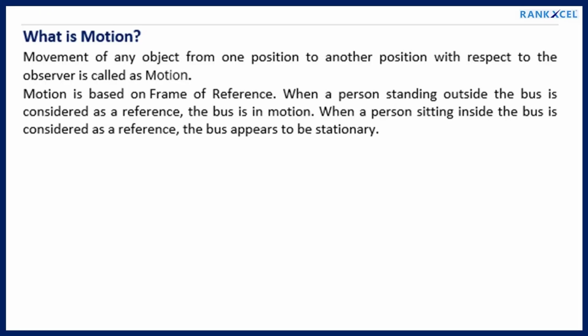What is motion? Movement of any object from one position to another position with respect to the observer is called motion. Motion is based on frame of reference. When a person standing outside the bus is considered as a reference, the bus is in motion. When a person sitting inside the bus is considered as a reference, the bus appears to be stationary.